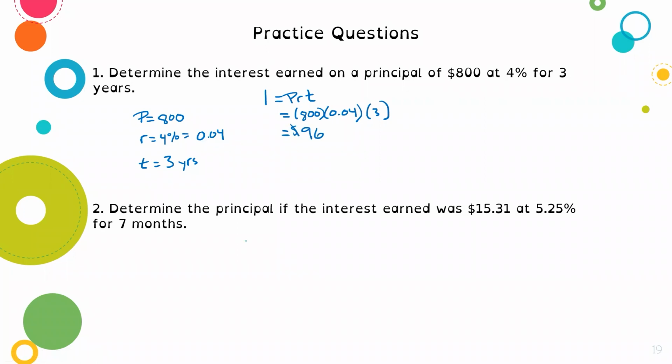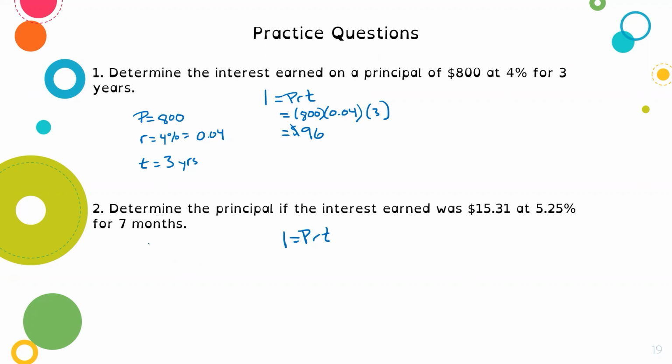All right, number 2, determine the principal if the interest earned was $15.31 at 5.25% for 7 months. And we know we're doing simple interest, so I equals PRT.